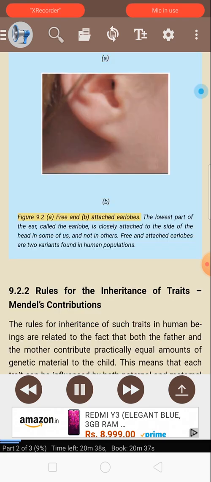Figure 9.2: A, free and B, attached earlobes. The lowest part of the ear, called the earlobe, is closely attached to the side of the head in some of us and not in others. Free and attached earlobes are two variants found in human populations.